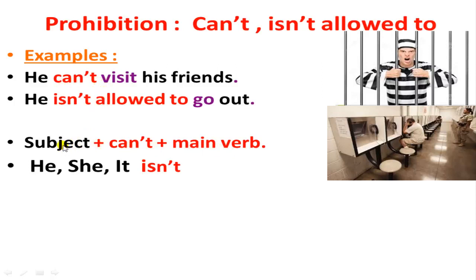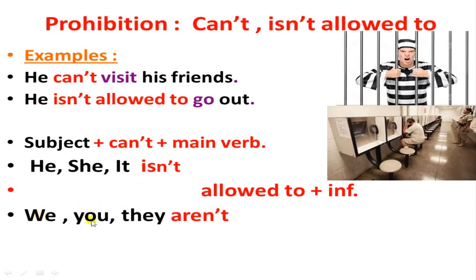The subject, he, she, it, isn't allowed to go. This is the form, main verb, infinitive. He is not allowed to go out. He, she, it, isn't allowed to, infinitive. What about if I said we, they, you? Prisoners aren't allowed to go out. So here, we, you, they aren't allowed to, plus infinitive.